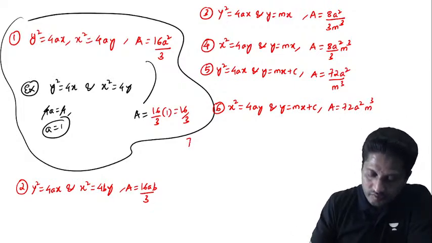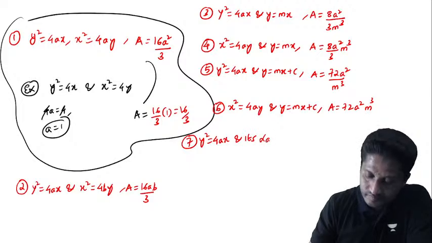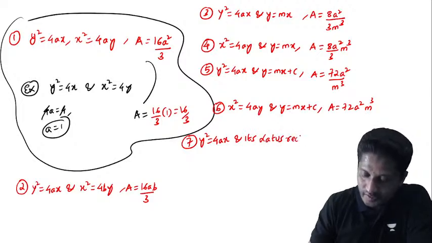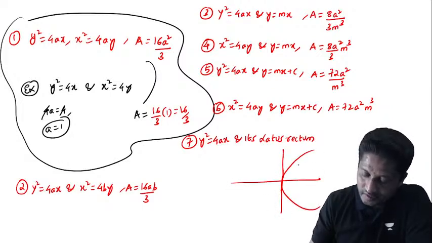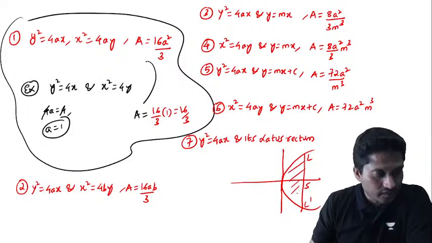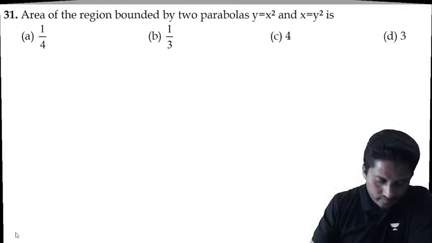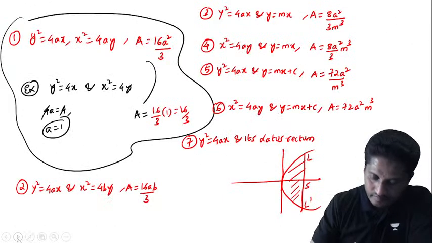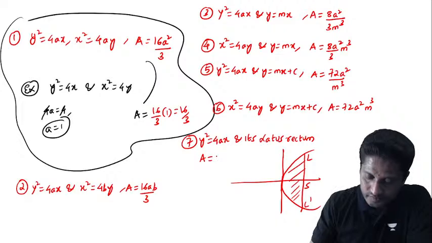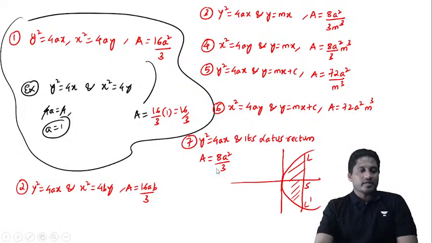And last one, suppose y square is equal to 4x, area bounded by the parabola and its latus rectum. The chord drawn from the focus perpendicular to the axis is called the latus rectum. This is L S L dash. Area bounded by the parabola and its latus rectum will be equal to 8a square by 3. Okay, know all these time saving results, very useful.